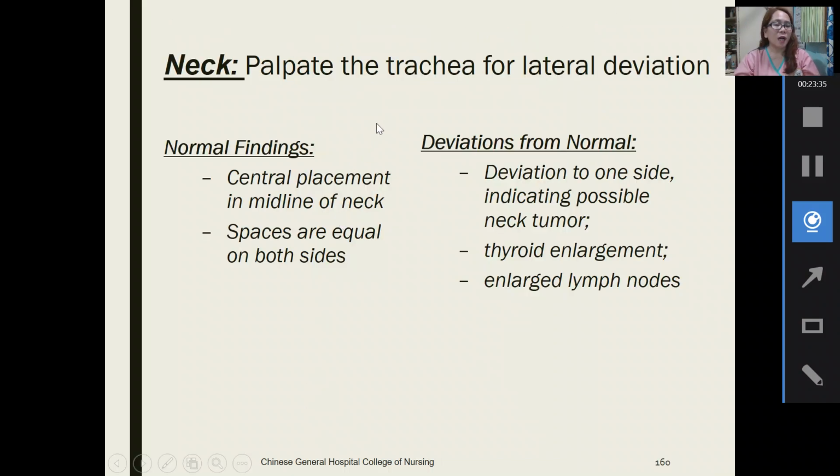So, palpate the trachea for lateral deviation. So, the normal finding is that the trachea is located at the central part of the neck, or it is in the midline. So, spaces are equal on both sides. So, deviations: kapag it is deviated to one side, that indicates a possible neck tumor, or there is a thyroid enlargement, or there are enlarged lymph nodes. Kapag deviated yung trachea, it should be located at the center.